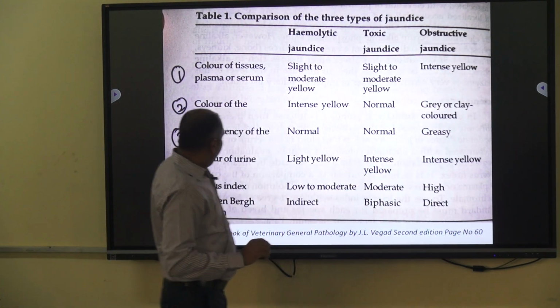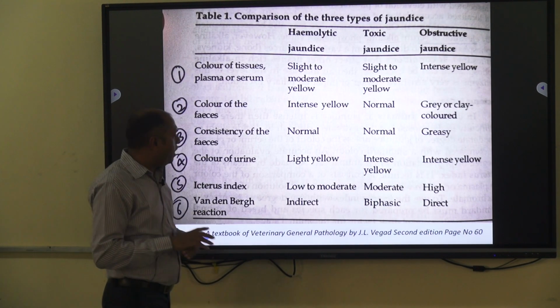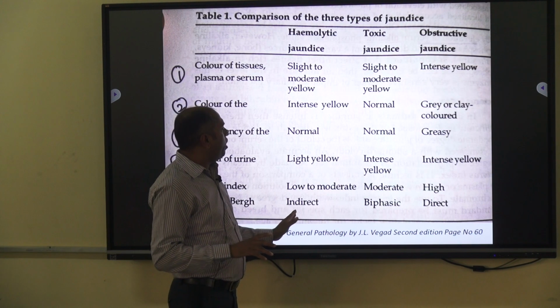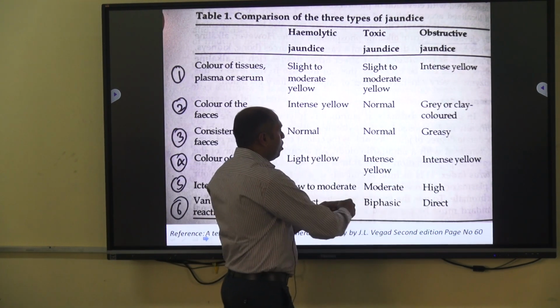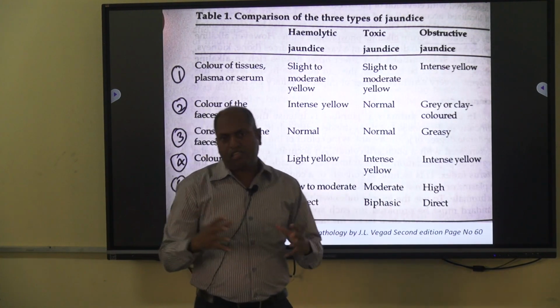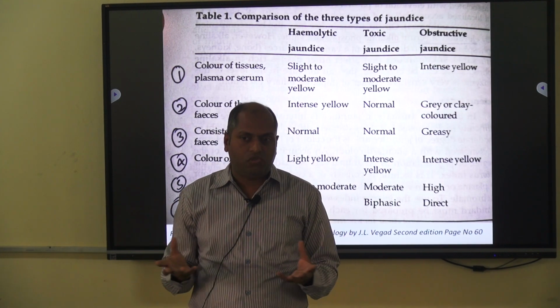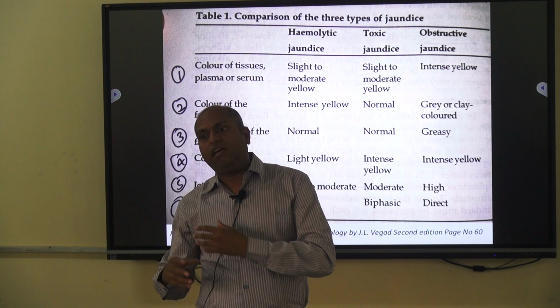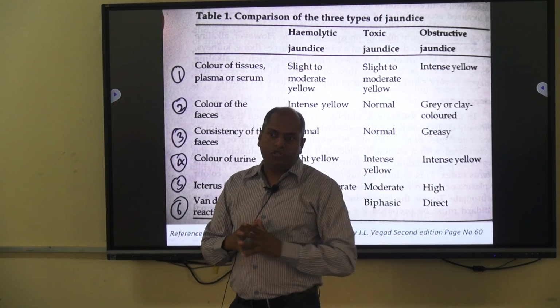So this part, and the most important, the Van den Bergh test to differentiate, I have told you earlier: indirect positive in hemolytic jaundice, direct positive in obstructive jaundice, and a biphasic reaction in toxic jaundice. So I think I have cleared most of your doubts, and you can differentiate the different types of jaundice, and accordingly we can go for treatment of jaundice. Any questions of yours are most welcome.